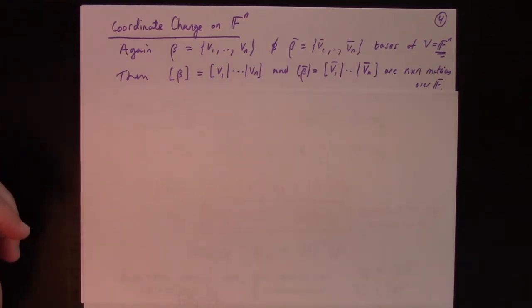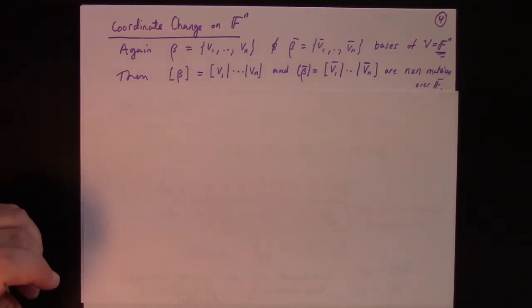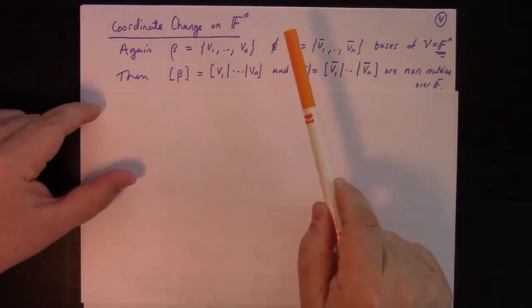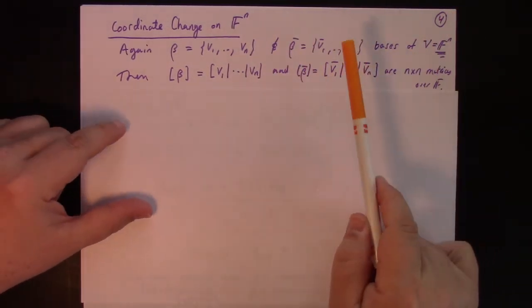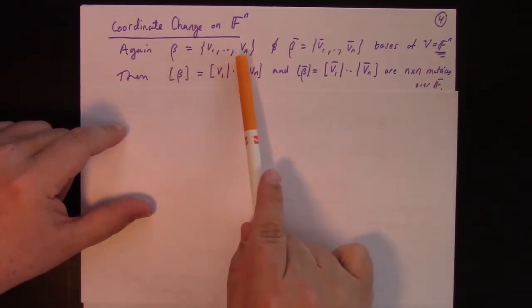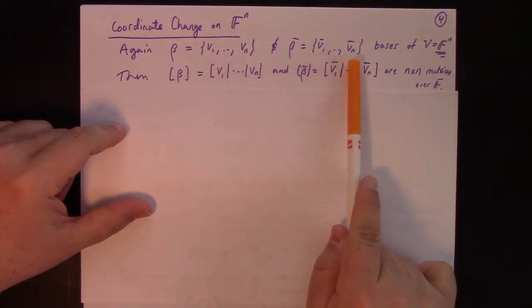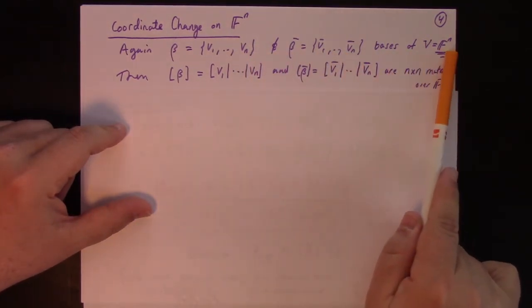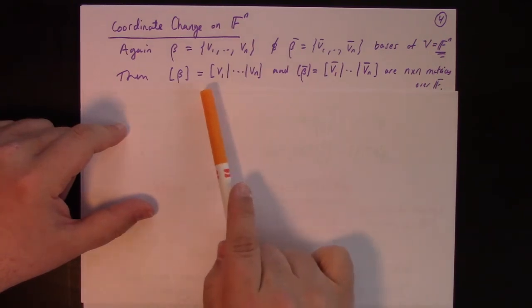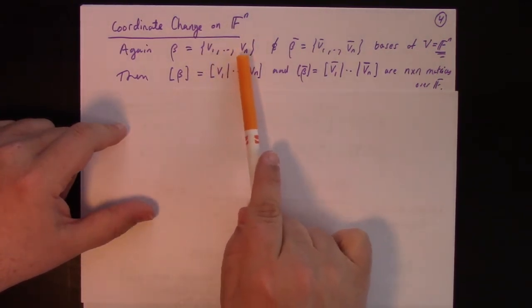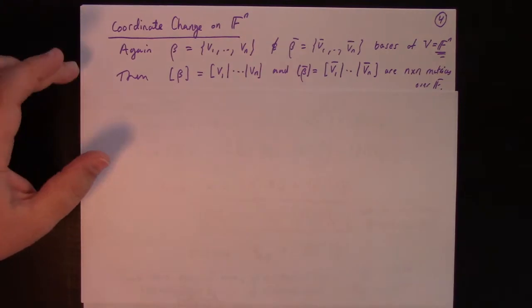Alright, so continuing. Coordinate change in Fn is even nicer. If we have a basis, again using v1 through vn for the one basis, v bar 1 through vn for the other basis of column vectors this time, well, in this context we can just concatenate the basis to form an n-by-n matrix over F.